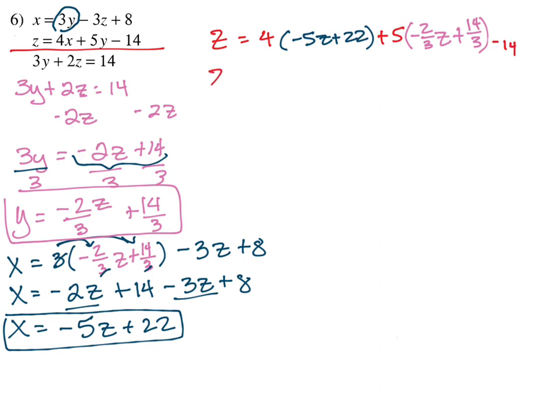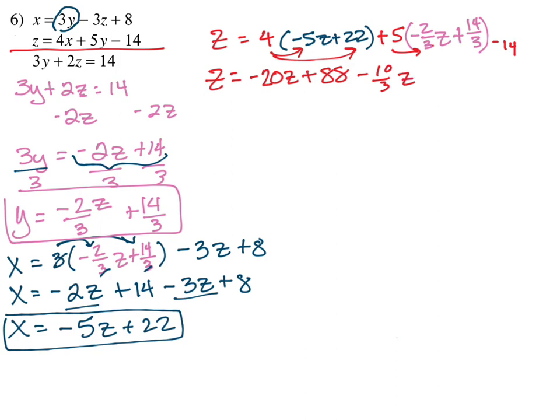So z is equal to, we're going to distribute that 4. Negative 20z. What's 22 times 4? Plus 88. This is where it's yuck. 5 times negative 2/3. Let's call that minus 10/3 z.